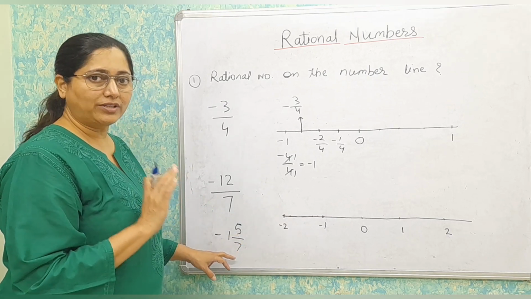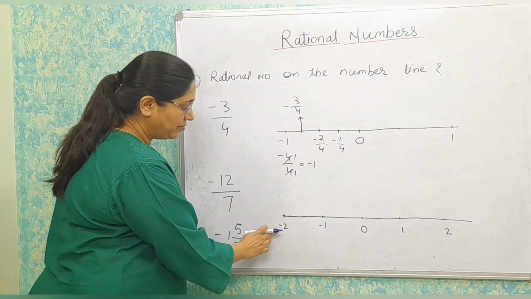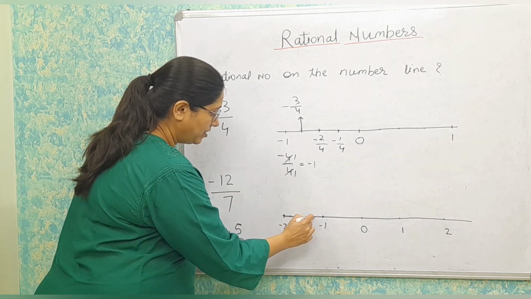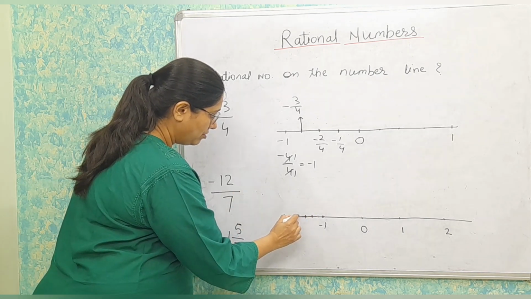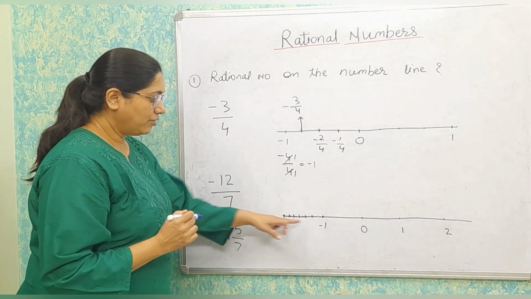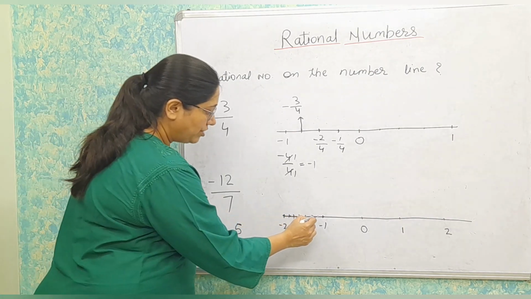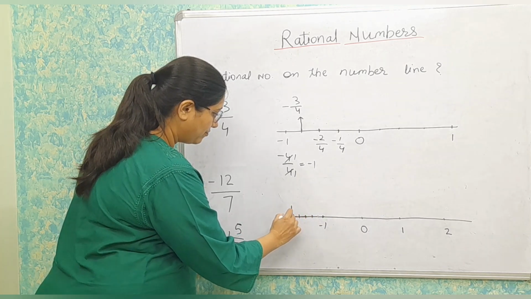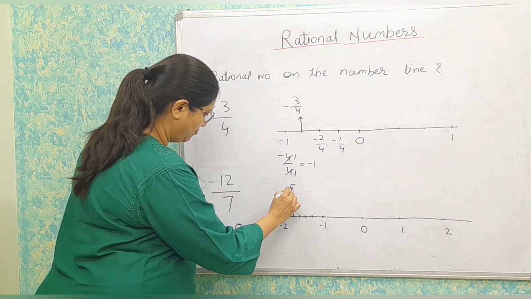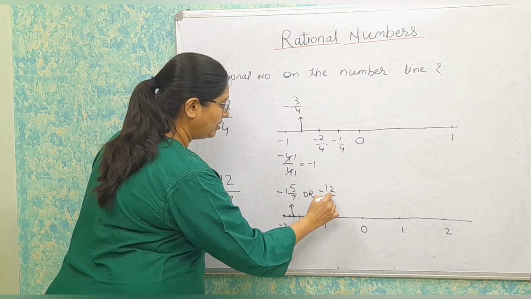So first we will look for the denominator. Denominator is 7. It shows that this minus 1 and minus 2 is divided into 7 equal parts. 1, 2, 3, 4, 5, 6 and this one is 7. And out of 7 I have to represent minus 5 upon 7. So it will be 1, 2, 3, 4, 5. Yes. So this part would be minus 1 and 5 upon 7 or I can say minus 12 upon 7.